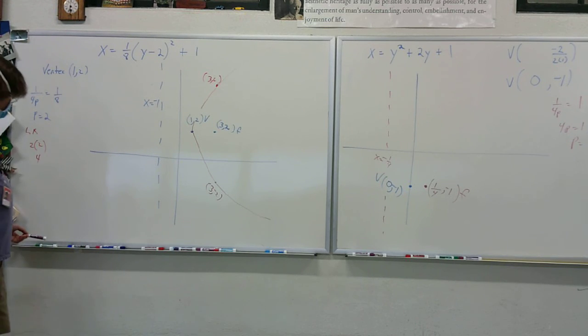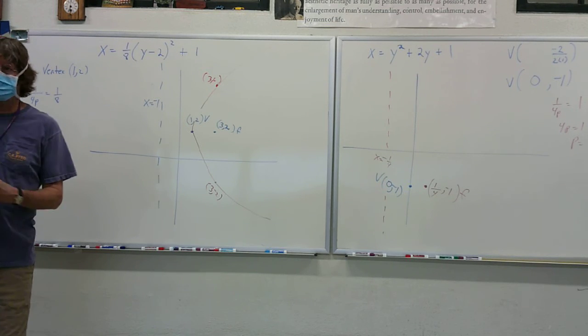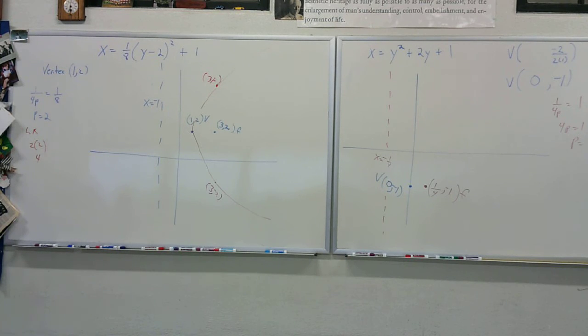1/4, comma, -1 is the focus. Directrix, x equals -1/4. Now, it's time to find the lattice recti. What are you going to do to that p-value in order to find the lattice recti? You're going to multiply it by what? Someone say it, please. 2. I'm going to give that man 100 here today. I'm going to give everybody else now.